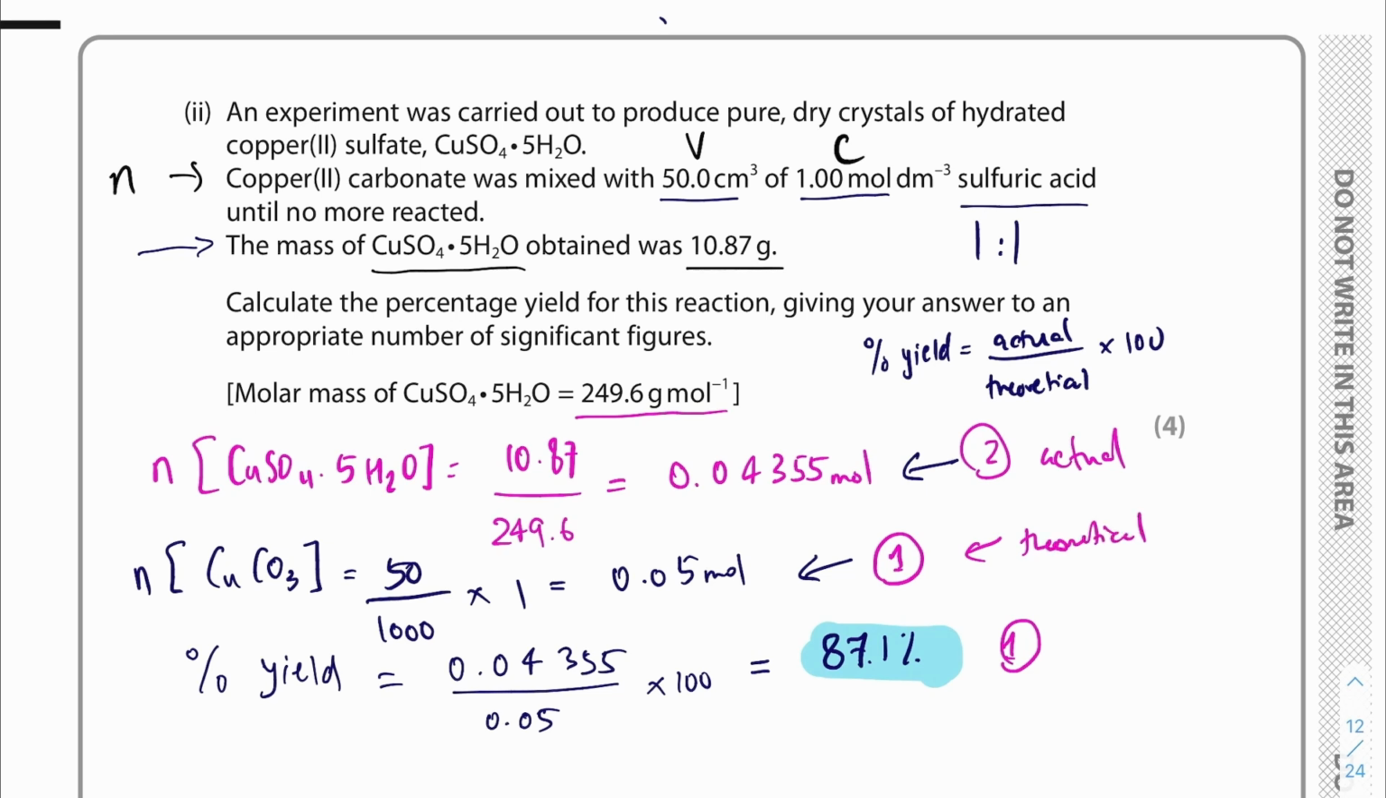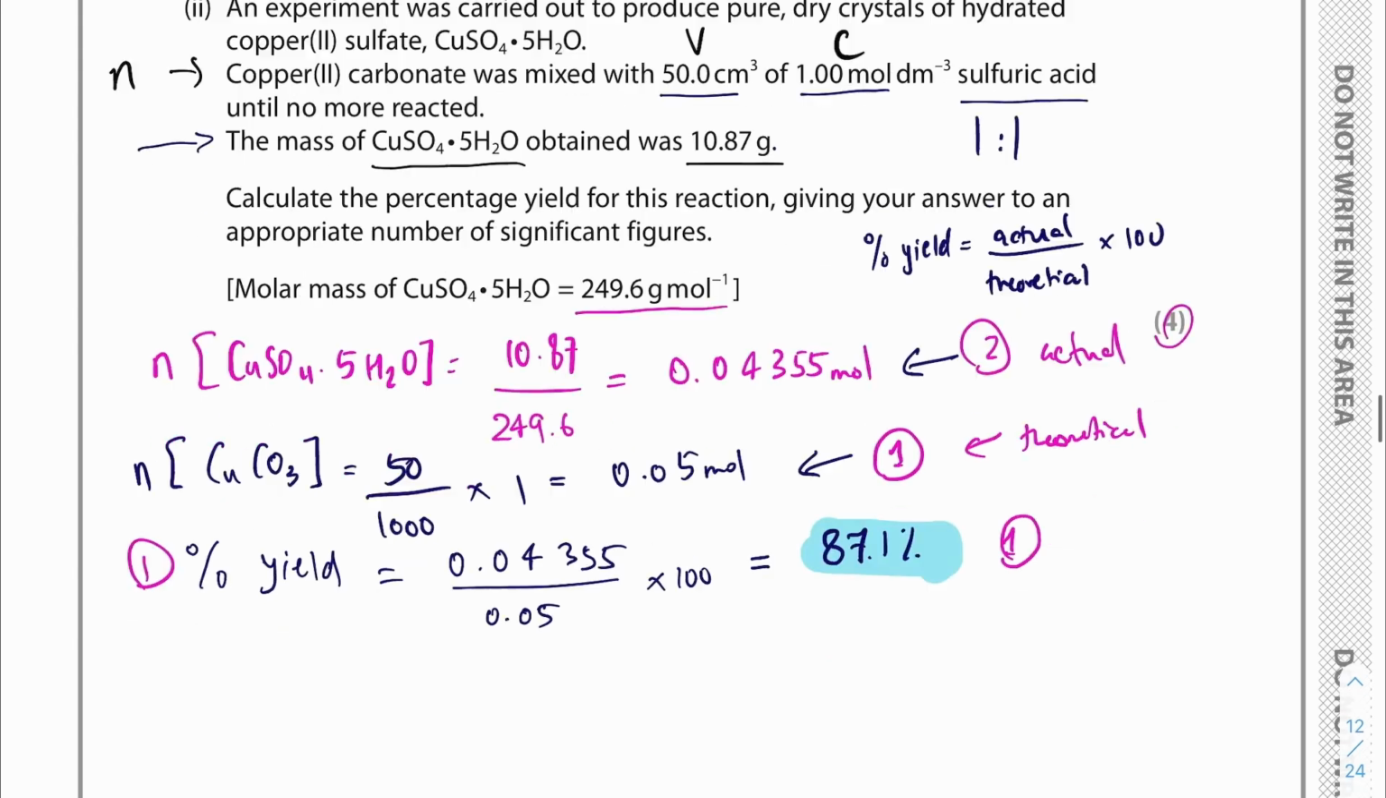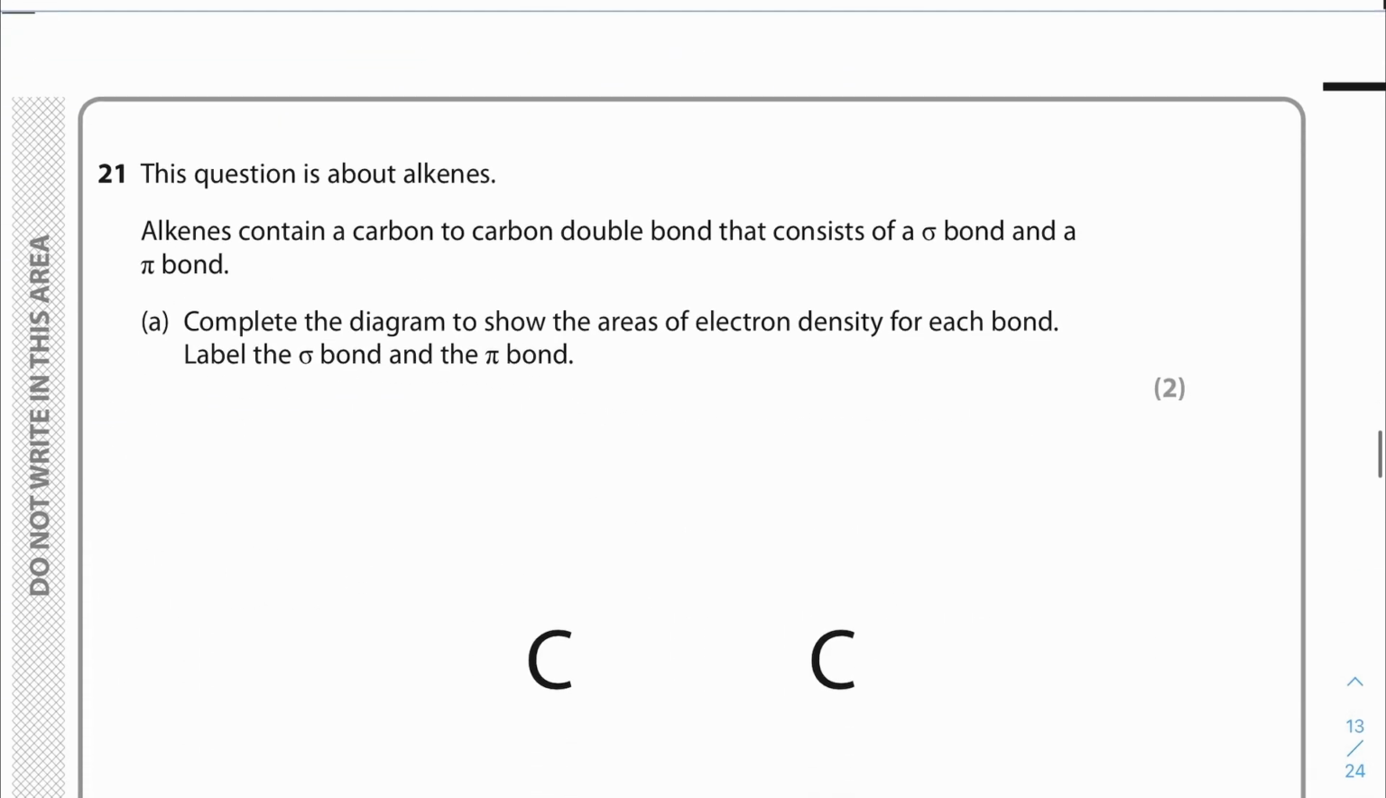So we do 1/2 times 100 and 1 for the actual equation itself. So that's our 4 marks to get.